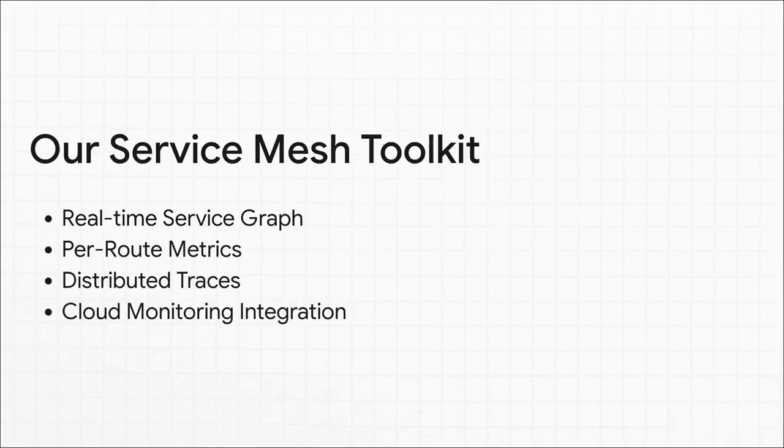But here's the thing. We're not in the dark today. We've got a service mesh on GKE, and that gives us this incredible toolkit. Think of it like a digital detective kit. We've got a live map of all our services, we've got super detailed metrics for every single API call, and we have traces that can follow a request from the very beginning to the very end. So, let's put these tools to work.